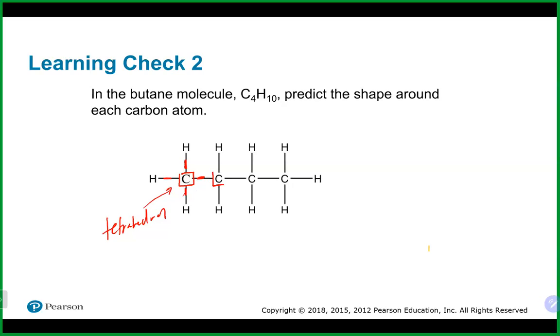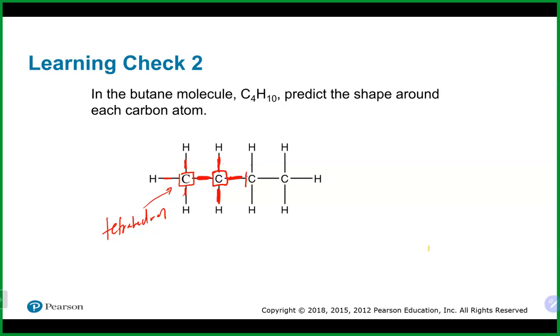This guy in the middle, we would actually do the same thing. We would go 1 electron pair, 2 electron pairs. We would still count this one, which would be 3. This one would be 4. That is tetrahedral as well.